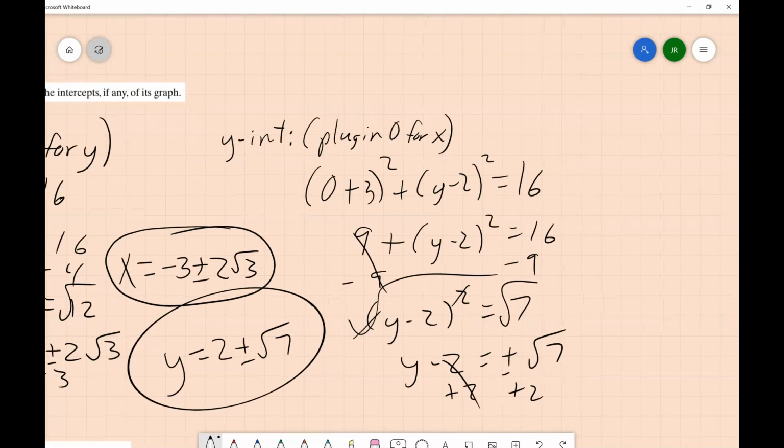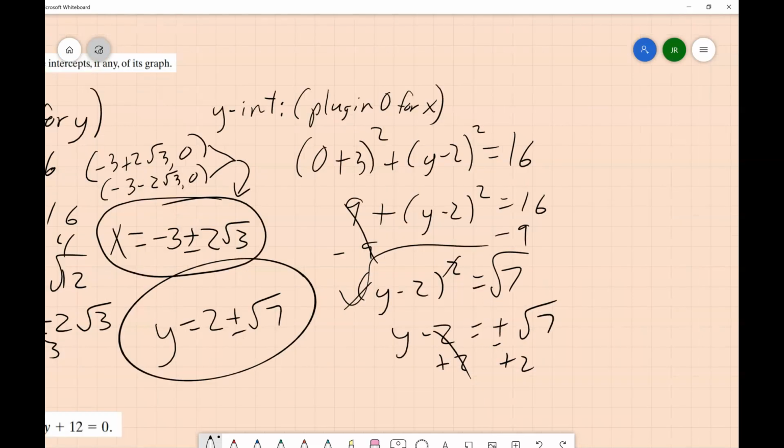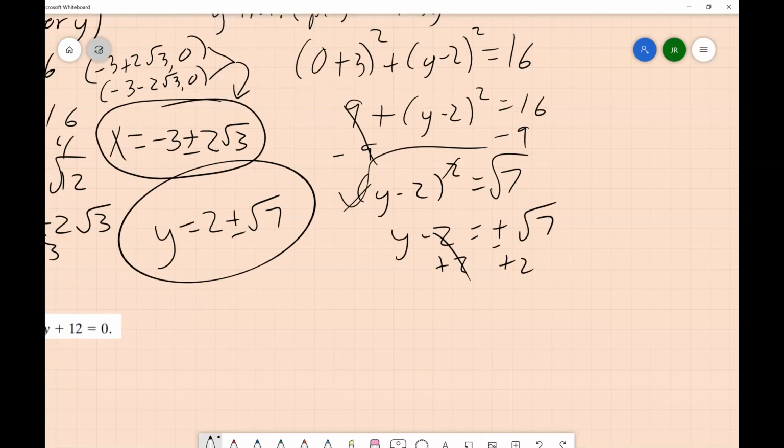If I wanted to write these as an ordered pair, it would be -3 plus 2 root 3, comma 0. That would be one x-intercept. -3 minus 2 root 3, comma 0 would be my other x-intercept. So if I had to write it as ordered pairs, these would be the ordered pairs that would correspond to that. And if I had to write the y-intercepts as ordered pairs, it would be 0, comma 2 plus root 7 and 0, comma 2 minus root 7. And again, those are the ordered pairs that would correspond to that answer.